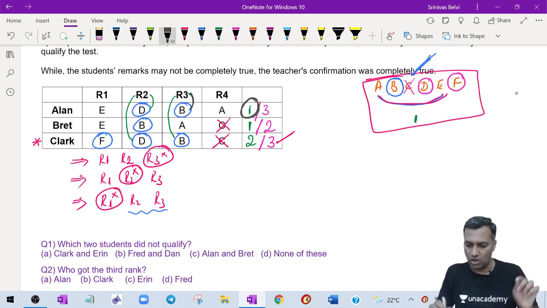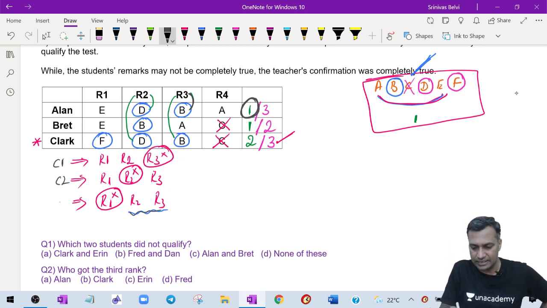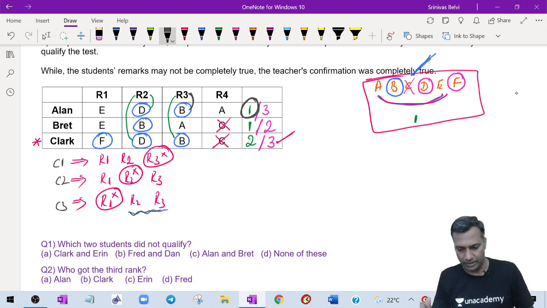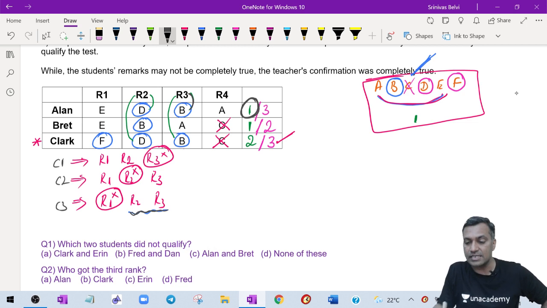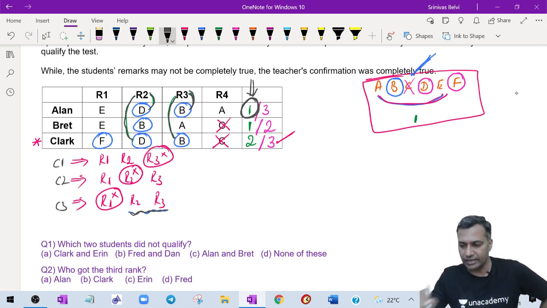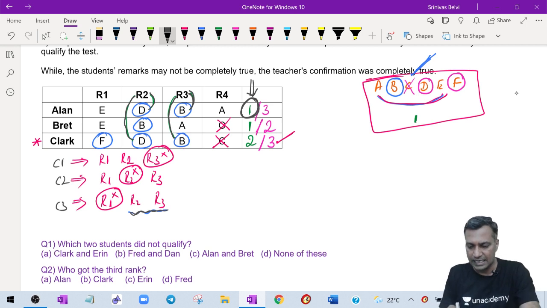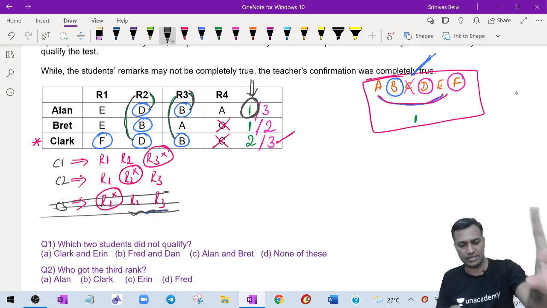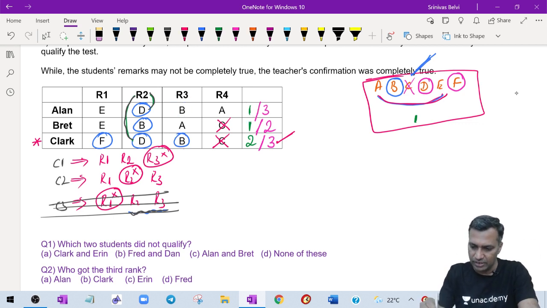But here, if you think that according to Clark, the third case is correct. I can split Clark's statement into three cases. So out of three cases, if you think the third case is right, which means Clark is trying to say that D got the second rank, then Alan is also trying to say D got the second rank. If Clark is saying that B got the third rank, then Alan is also trying to say B got the third rank. Then why is the teacher saying that Alan got only one right? It should be two right, which implies case 3 is incorrect. Case 3 is incorrect. I just have to deal with case 1 and case 2 alone. Let's go to those cases.